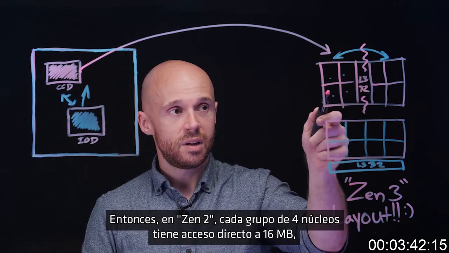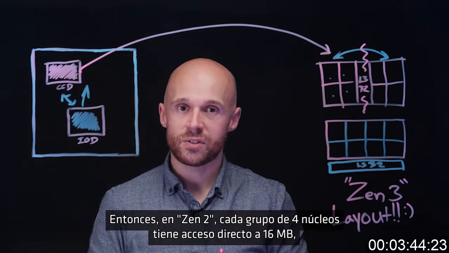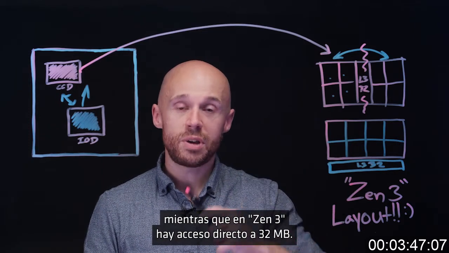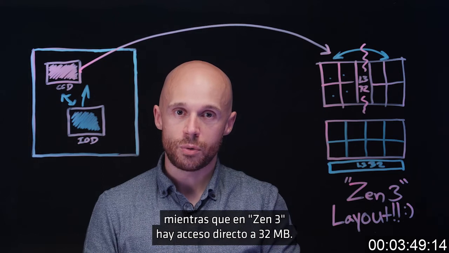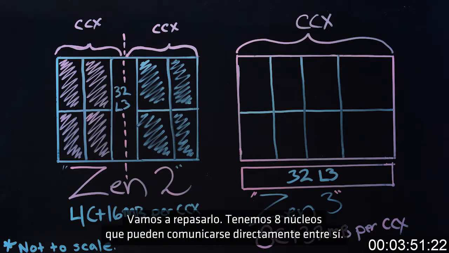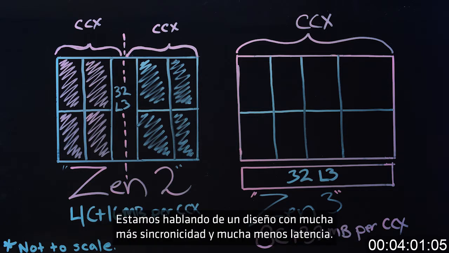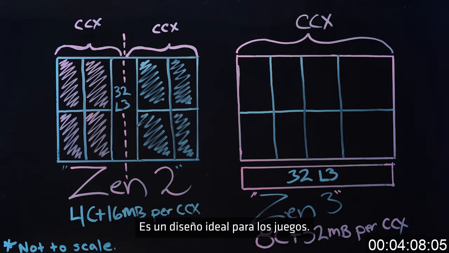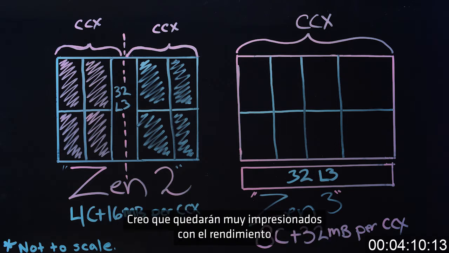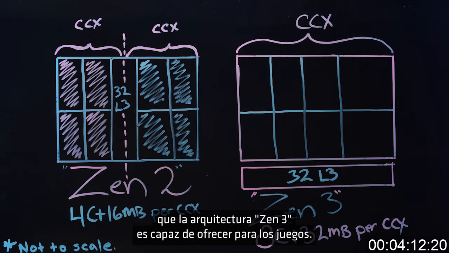So on Zen 2, each group of 4 has direct access to 16 megs, but on Zen 3, direct access to 32. So let's put it together. You've got all 8 cores that can all talk to one another directly. And you've got 32 megs of cache where all the cores can talk directly to that too. So that's a lot more synchronicity in the design, a lot lower latency in the design. And that is a design goal that games really, really love. I think you're going to be really impressed by the gaming performance that the Zen 3 architecture can turn out.